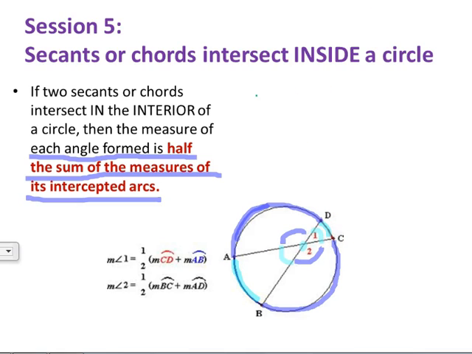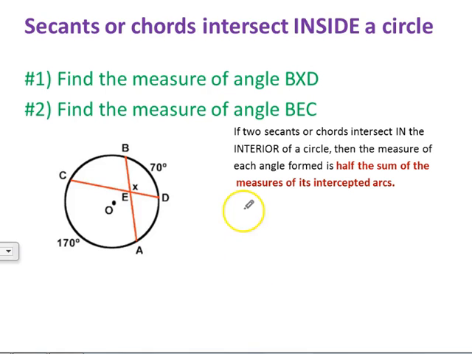So let's see this applied. Here we've got a circle with some chords and we've got some arc measures. We're going to use the information to first find the angle BXD. So let's find angle BXD, BXD right there.